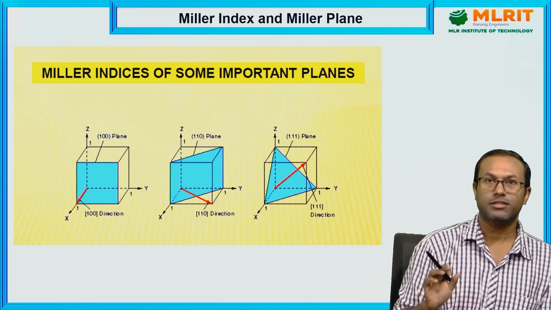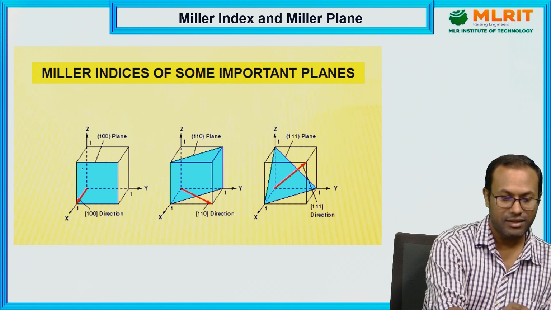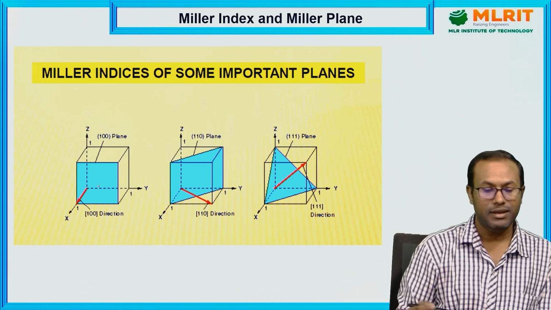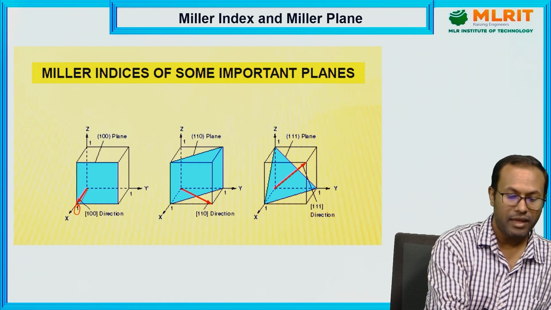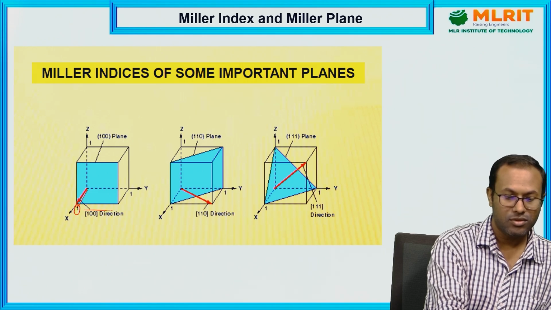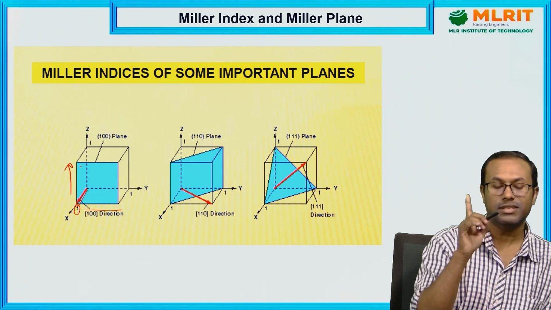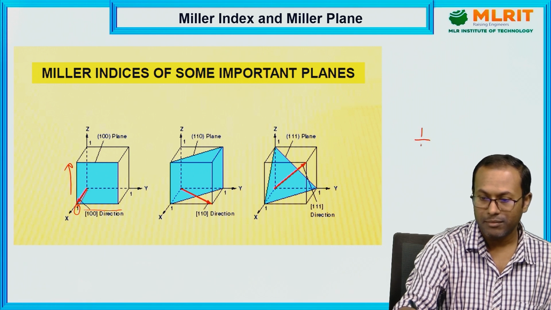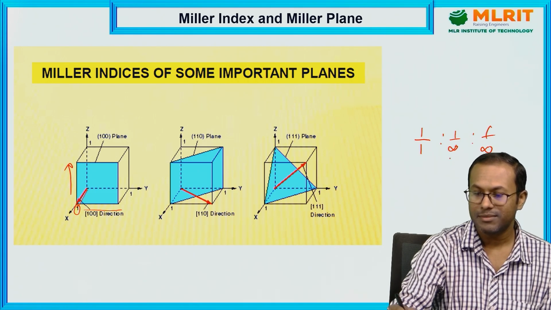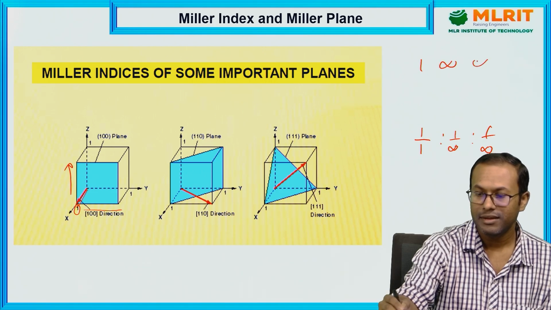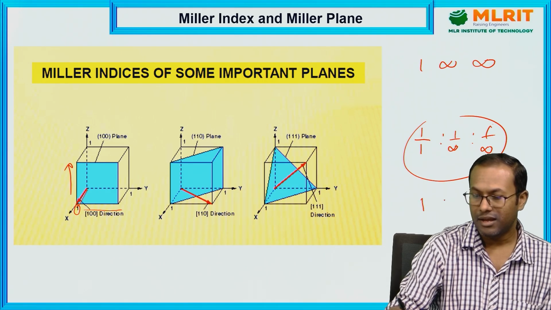Now come to some features of these Miller planes. So what is the Miller index for this plane? Suppose this is a cubic box, and look at this blue shaded plane. What is the Miller plane? In this case, this plane intersects the x-axis at 1. Along the y-axis there is no intercept, and along the z-axis also there is no intercept, so the intercept is at infinity. So what is the ratio? The intercepts are 1, infinity, infinity. Then the reciprocal of these, the Miller index in this case, will come 1, 0, 0.